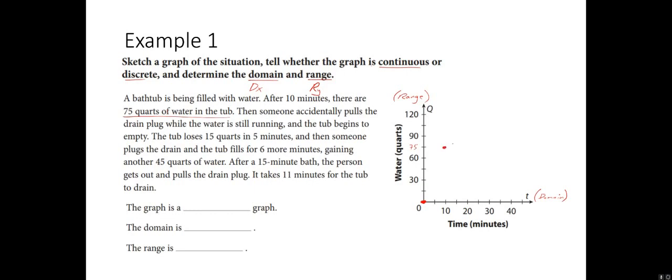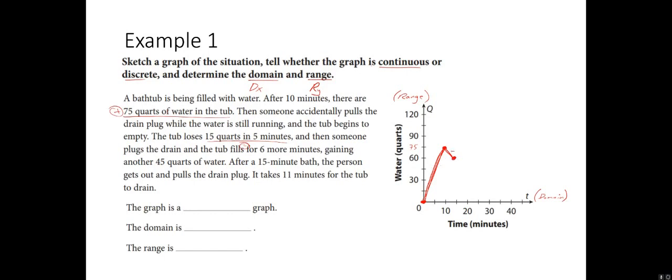So it looks like, now the water, remember, is pouring continuously, and it's supposed to be a straight line. I'm terrible at drawing straight lines, apparently. Let's see what else it says. Then somebody accidentally pulls the drain plug, sounds like my daughter, while the water is still running, and the tub begins to empty. The tub loses 15 quarts in 5 minutes. So we're decreasing there, where before we were increasing. For 5 minutes, we decrease 15. So 10 to 15 minutes, and we go from 75 and we lose 15 quarts. So 75 minus 15 is 60.